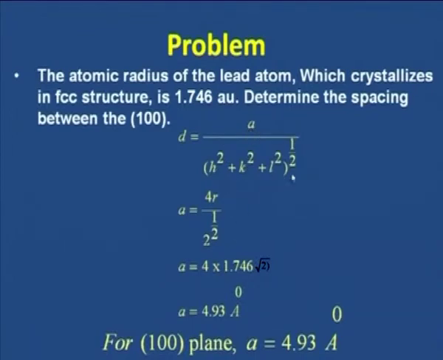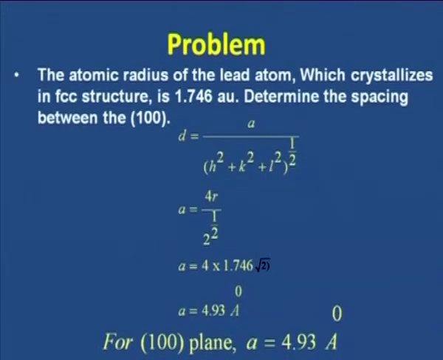But what about h, k, l? h is 1, k is 0, l is 0 here. So, you get only 1 here. So, only 1 square comes in the denominator, 1 square to the power half. So, your d will be equal to this much.